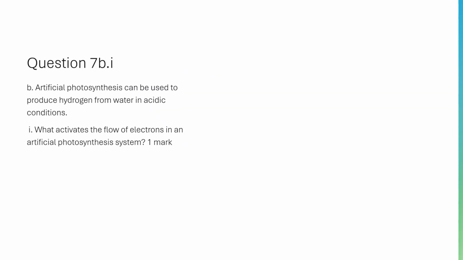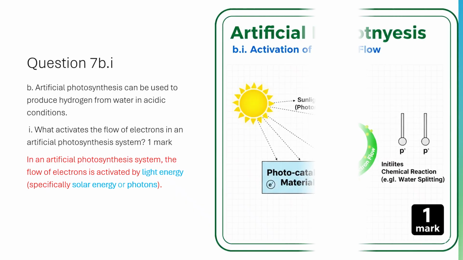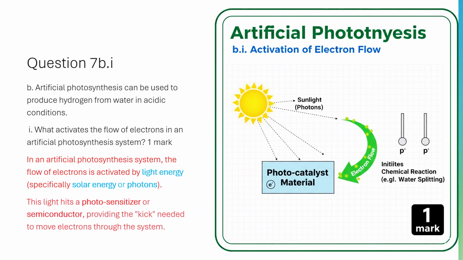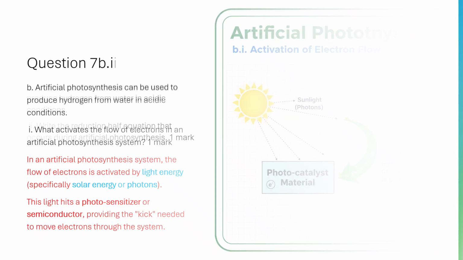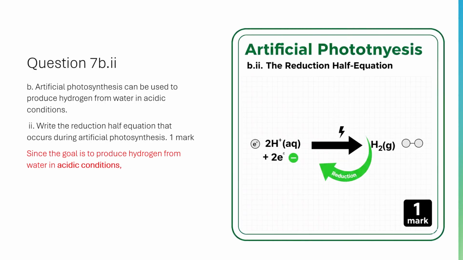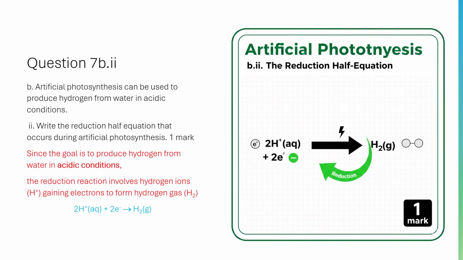In an artificial photosynthesis system, the flow of electrons is activated by light energy, specifically solar energy or photons. This light hits a photosensitizer or semiconductor, providing the kick needed to move electrons through the system. Since the goal is to produce hydrogen from water in acidic conditions, the reduction reaction involves hydrogen ions gaining electrons to form hydrogen gas.